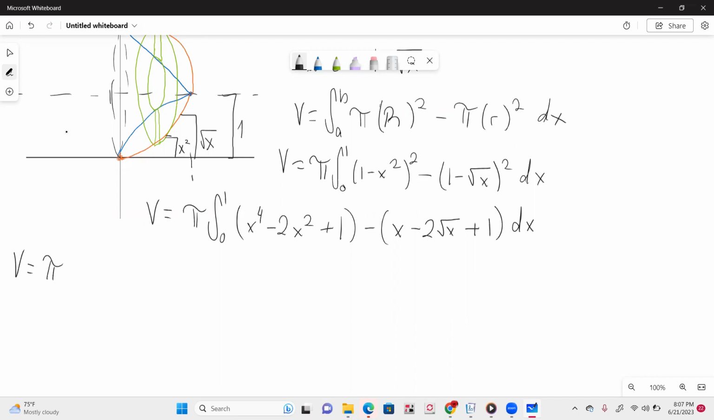Volume is equal to pi by the integral from 0 to 1. So we can just multiply this minus sign through and recognize that these ones will cancel, and that will give us x to the 4th minus 2x squared. Then we're going to get minus x, and then plus 2. And if we want, we can actually rewrite this. My brain just likes this better for integrating, because now we're at the point where we can integrate.